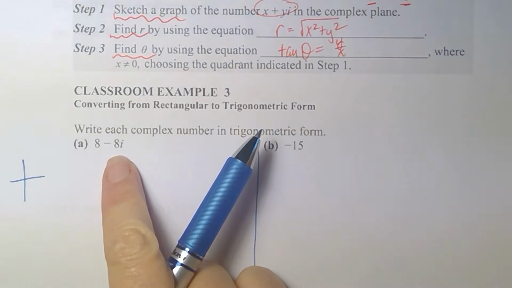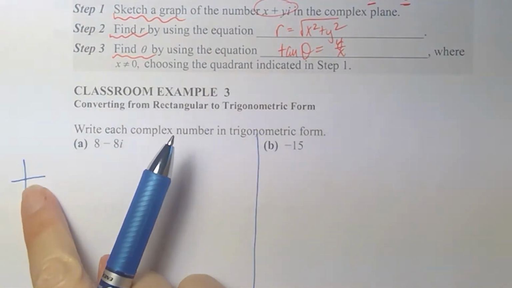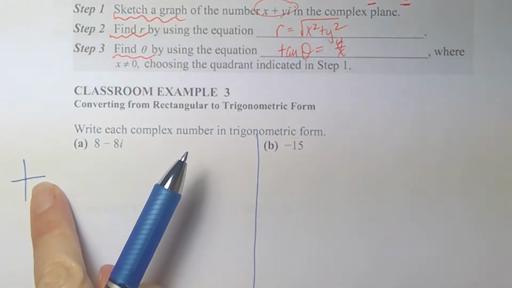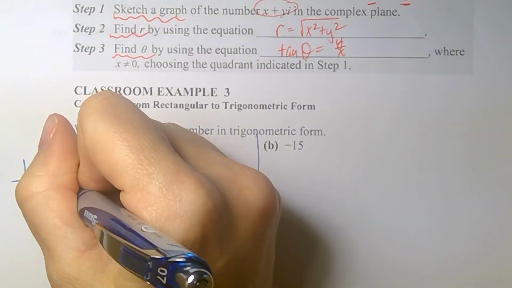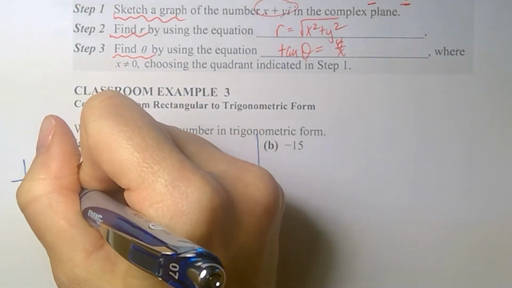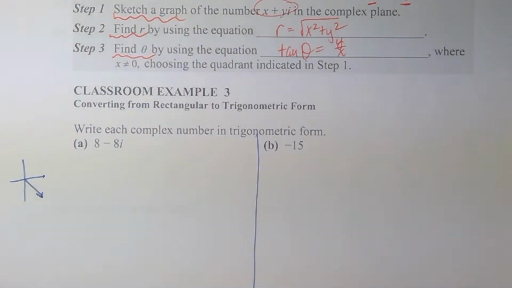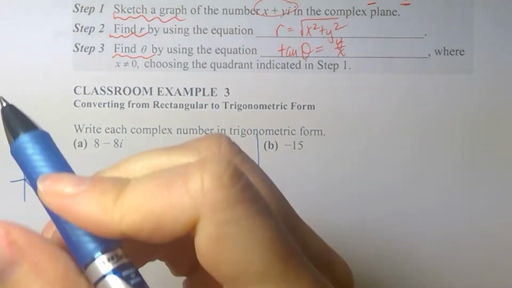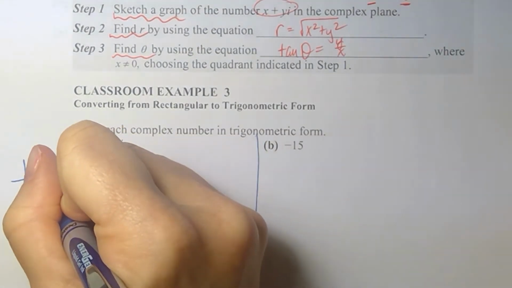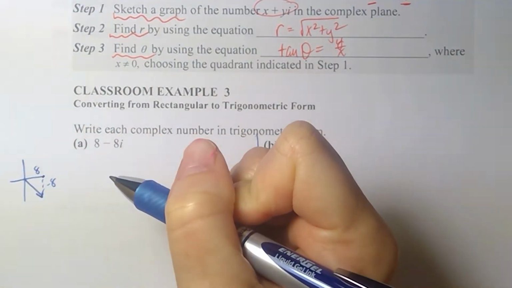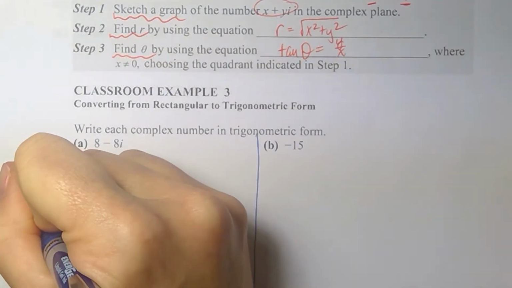8 minus 8i. My real axis is the x-axis. My imaginary axis is the y-axis. So I'm going to move positive 8 on the real axis, negative 8 on the imaginary axis, and there's my vector right there, where my x-coordinate is 8 and my y-coordinate is negative 8. I need to find r.